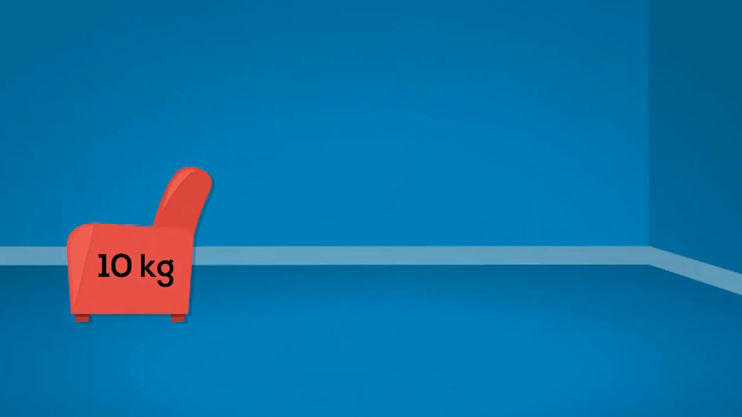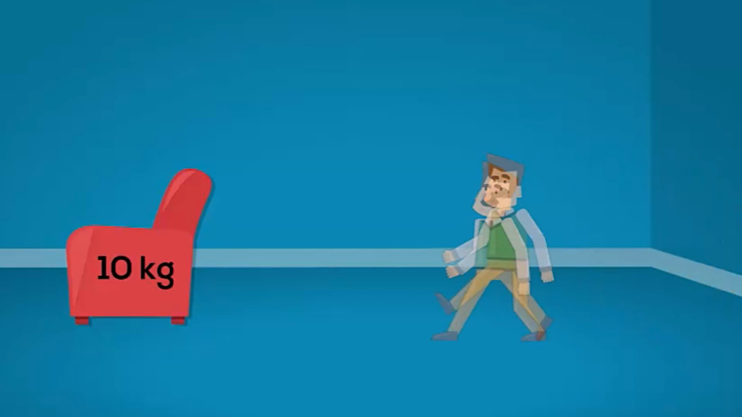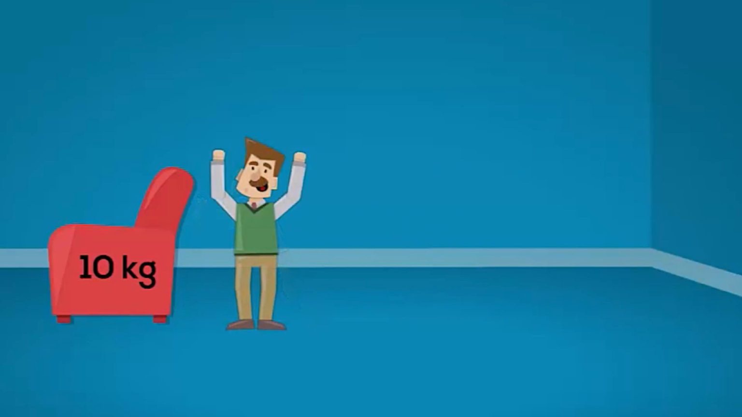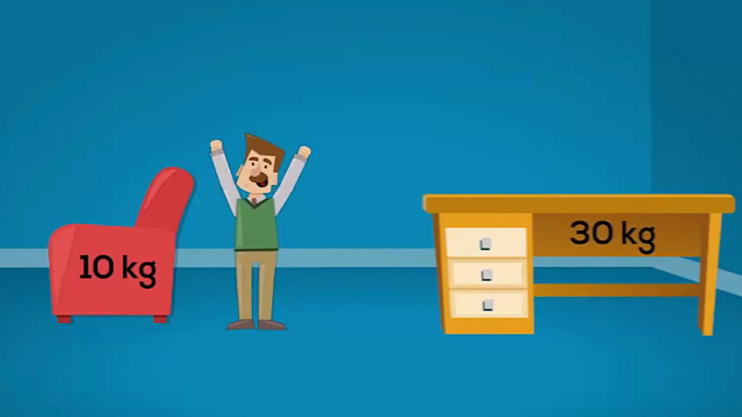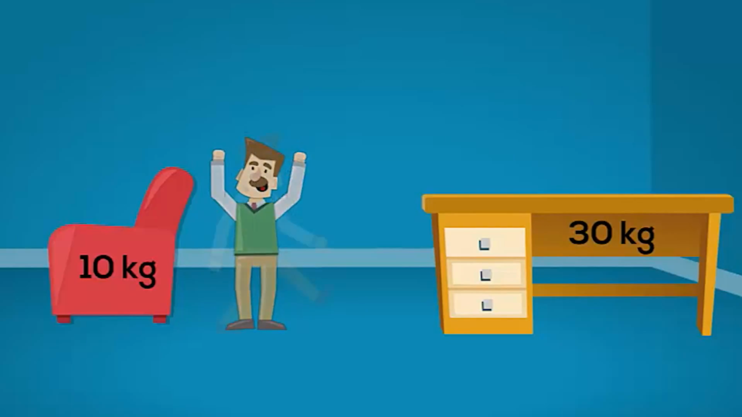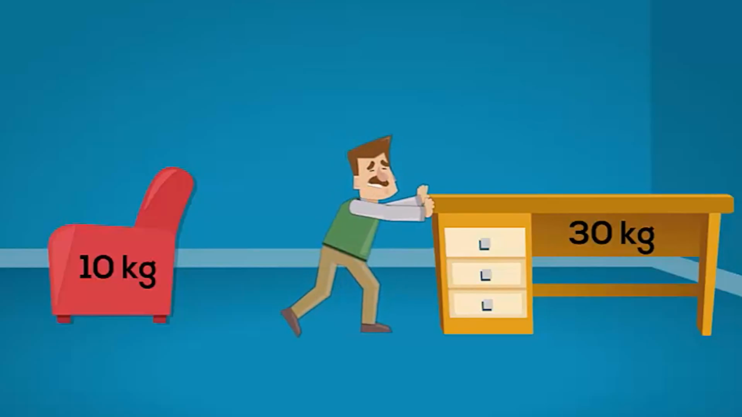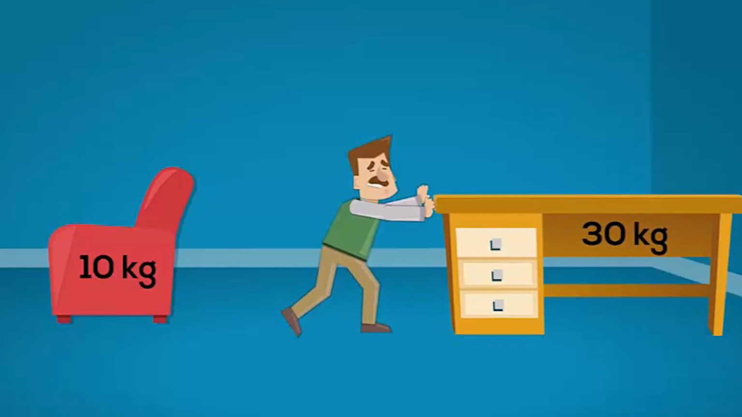For example, let's take a sofa with a mass of 10 kilograms, and Mr. Sam tries to push it. With a little force, he pushes the sofa a little further. Now let's take a table with a mass of 30 kilograms. Now Mr. Sam tries to push it. With a little force, he cannot push it. He needs to apply more force to move the table.